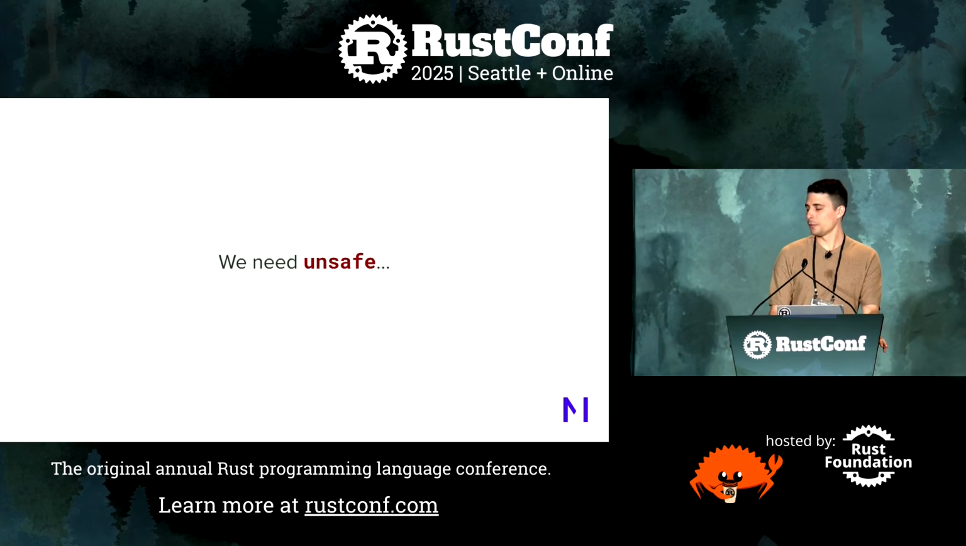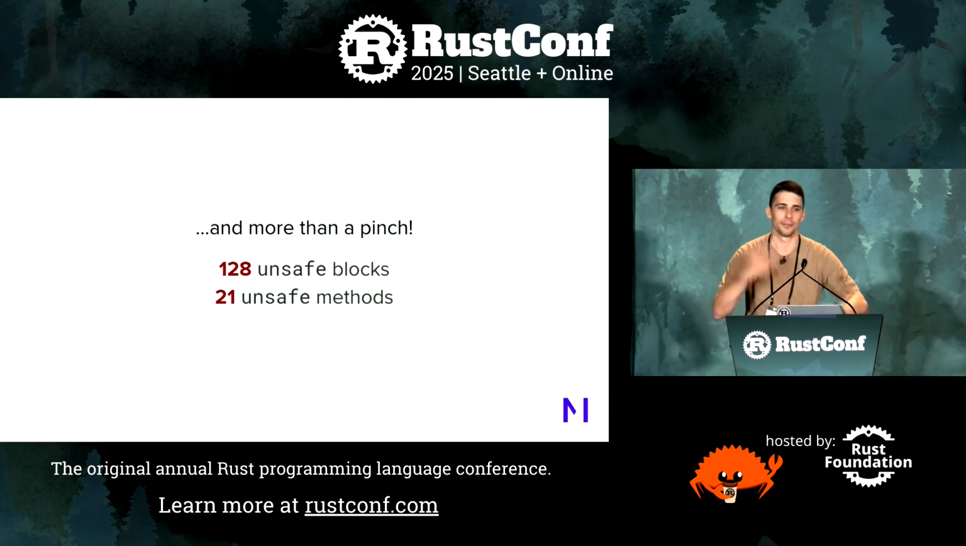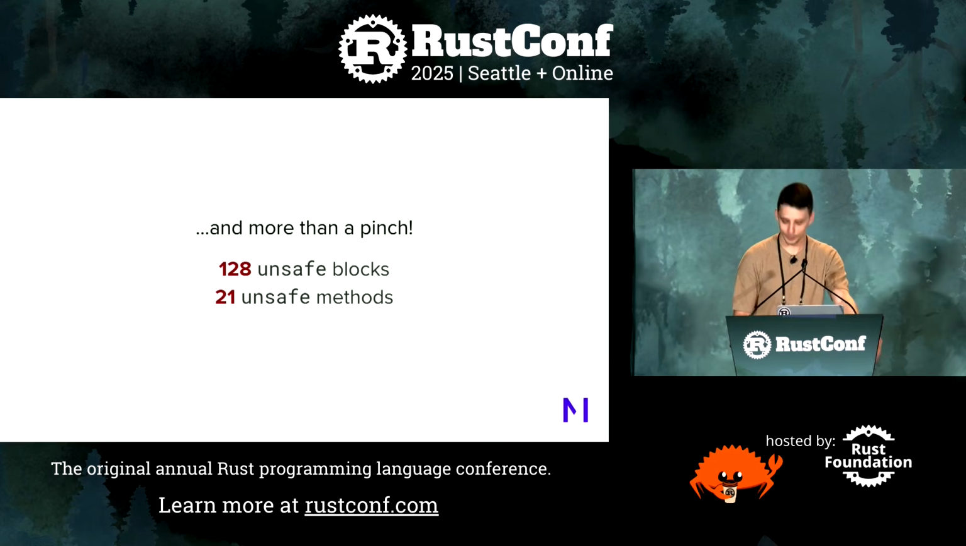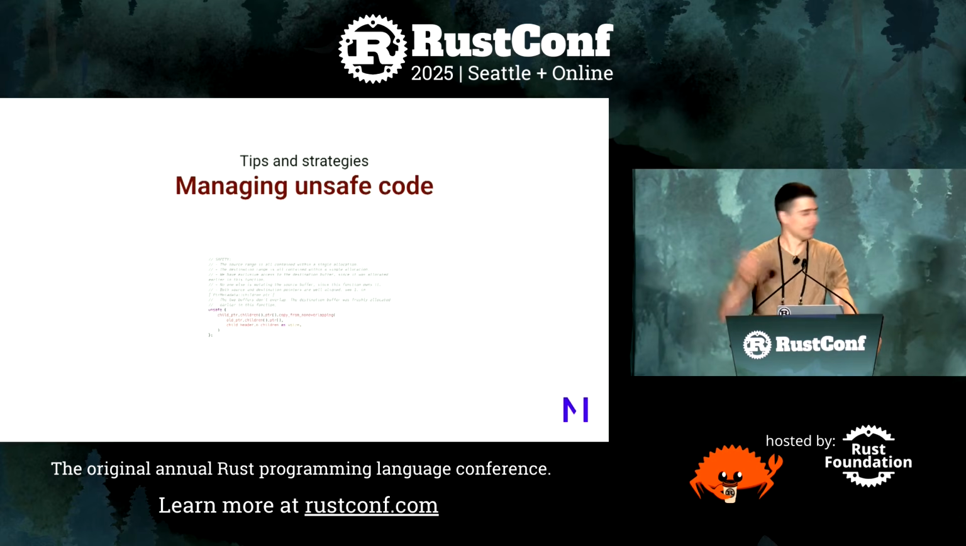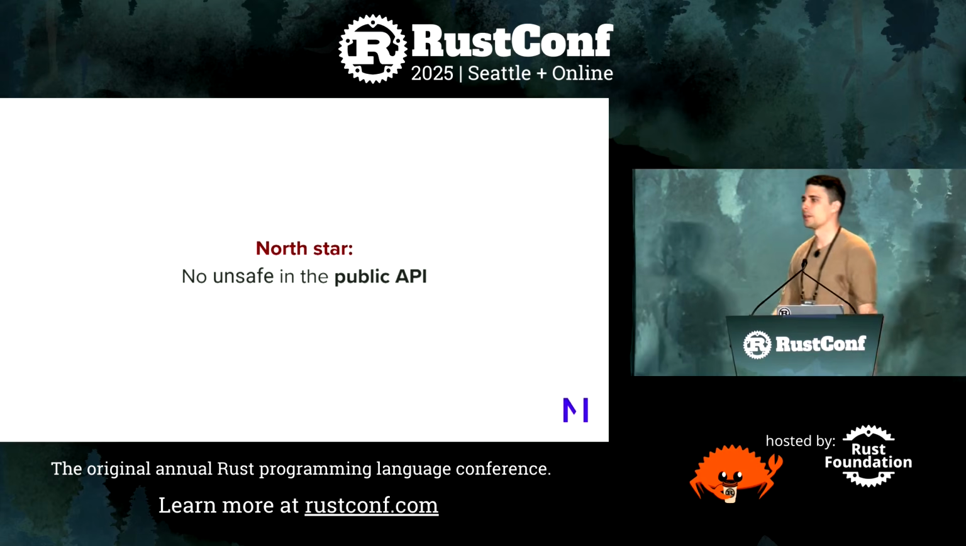So we do need unsafe, because we're doing a lot of pointer manipulations. And we do need more than a pinch of unsafe. The final version has 128 unsafe blocks, as well as 21 unsafe private methods to make the situation a bit more manageable. Which leads us nicely into the last section, which is how do you go about managing this much unsafe code?